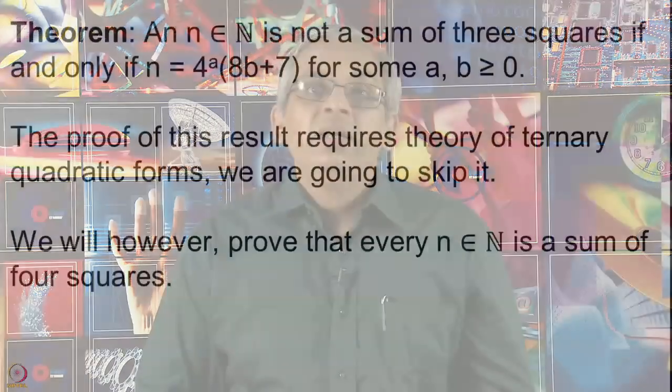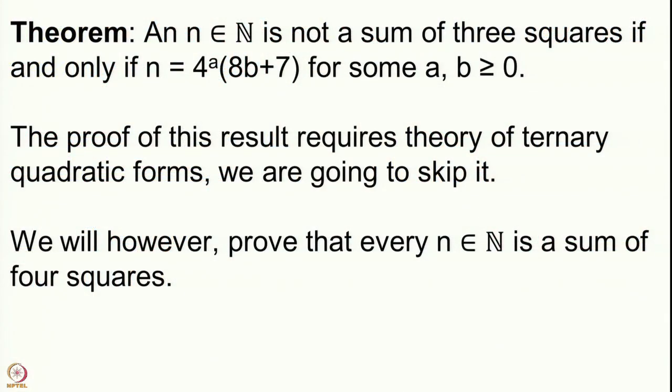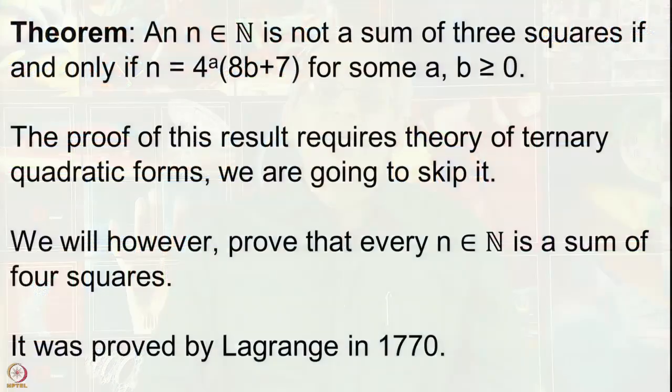On the other hand, we are going to study the theorem which is one step further, which is Lagrange's theorem. We will however prove that every natural number is a sum of 4 squares. This interesting result was proved by Lagrange in 1770. It was stated earlier by other mathematicians, but Lagrange seems to be the one who gave the proof for the first time. And so, we know it as Lagrange's theorem, which says that every natural number n is a sum of 4 squares.